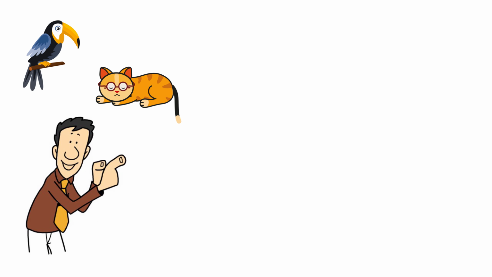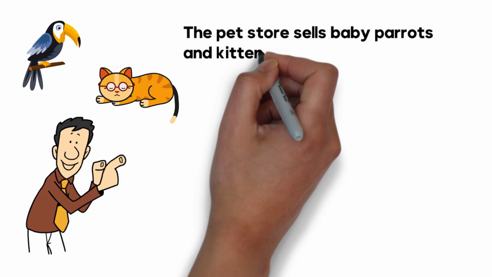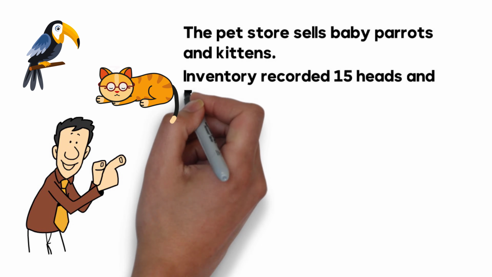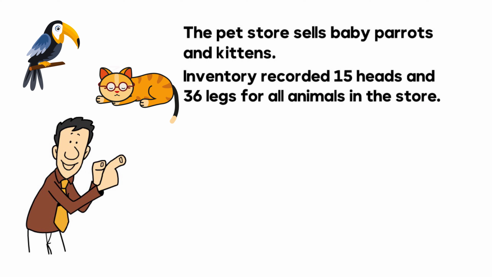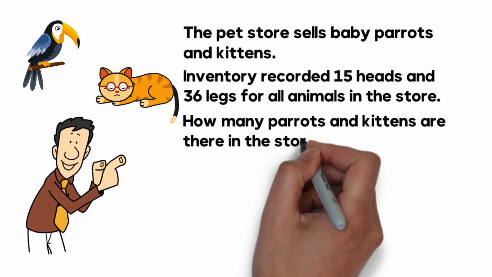Here is an excellent question, variations of which we very frequently see on the test. The pet store sells baby parrots and kittens. Inventory recorded 15 heads and 36 legs for all animals in the store. How many parrots and kittens are there in the store?